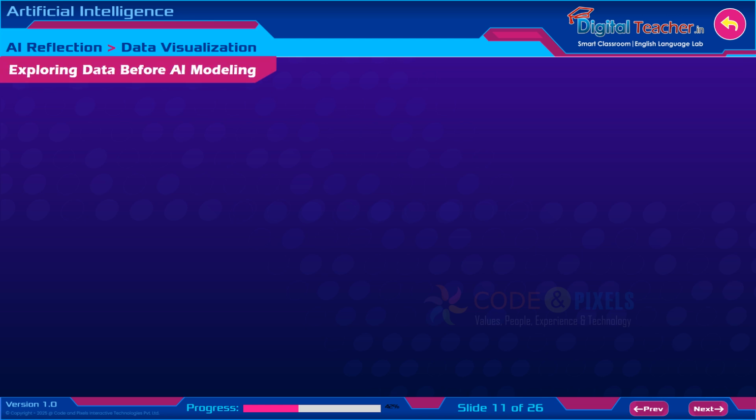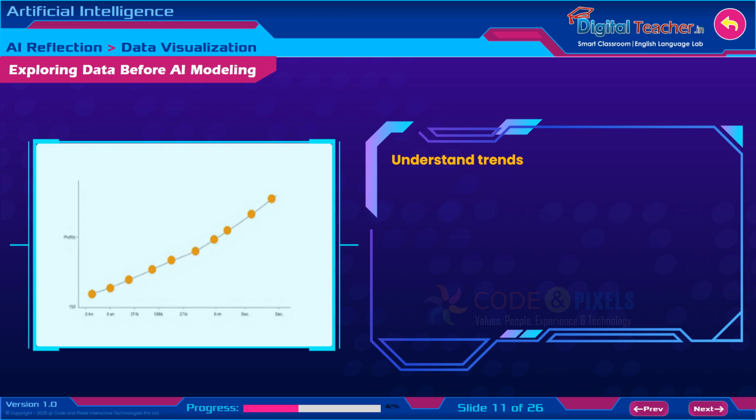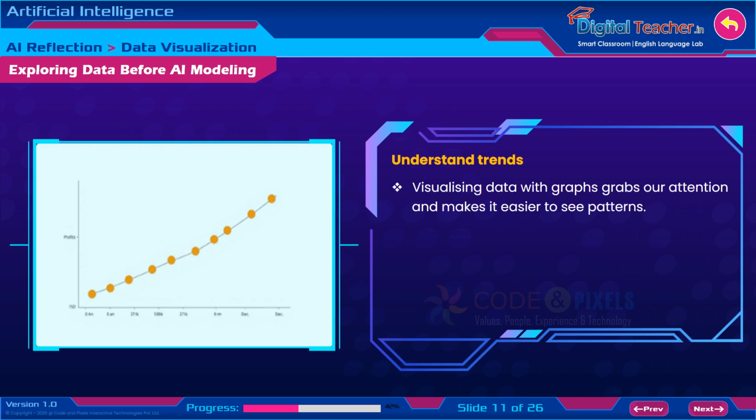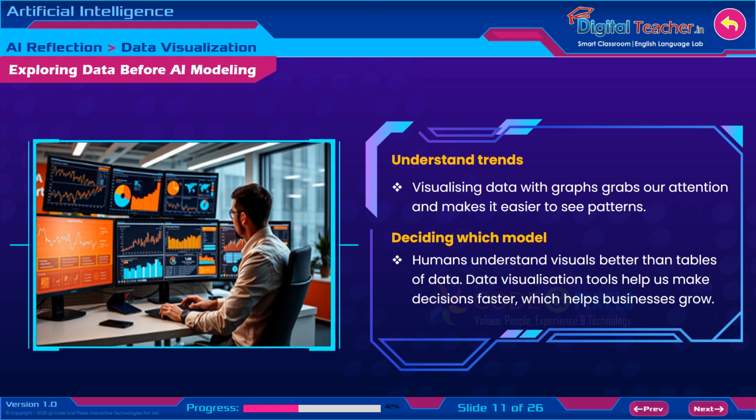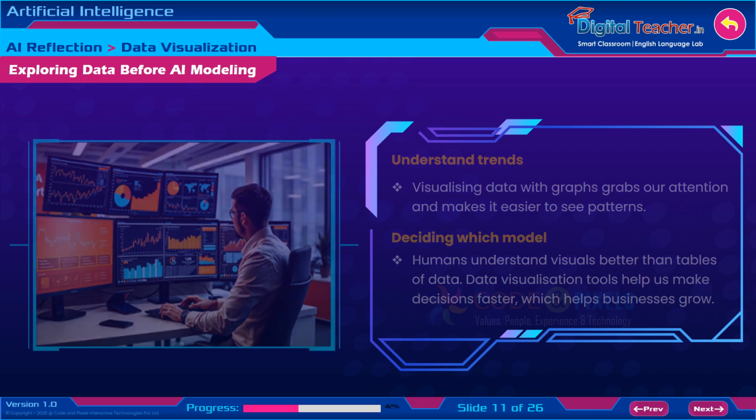Why do we need to explore and visualize data before using it in an artificial intelligence model? Understand trends. Visualizing data with graphs grabs our attention and makes it easier to see patterns. Numbers alone can be hard to understand, but a chart helps us see trends quickly. Deciding which model. Humans understand visuals better than tables of data. Data visualization tools help us make decisions faster, which helps businesses grow.